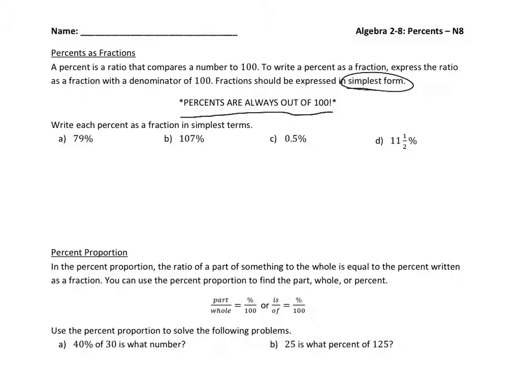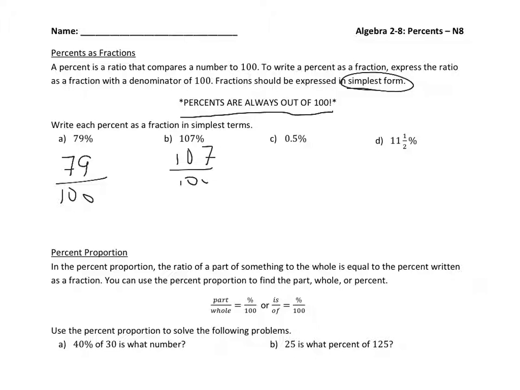So I'm going to start by taking the 79, making it a ratio over 100. That does not reduce. We're done. Letter B, 107 over 100. If that reduces, we need to. It does not.